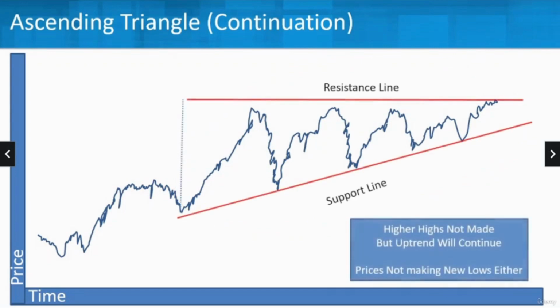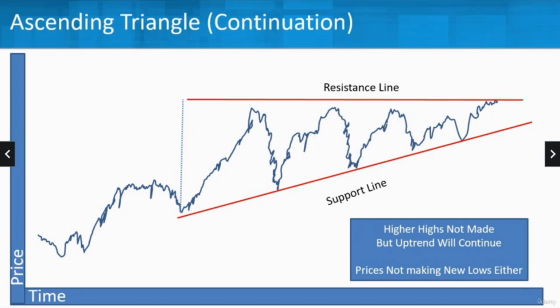Well, let's put in those resistance and support lines here. And now hopefully you can see the triangle as it's forming. You can see that higher highs were not made, but the uptrend is going to continue. And the prices don't reflect new lows either. They're trading within those resistance and support lines, and you can see how they're converging together.